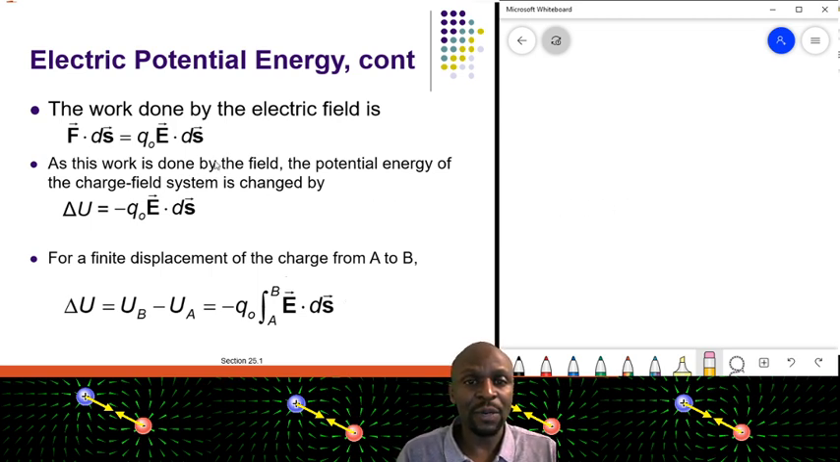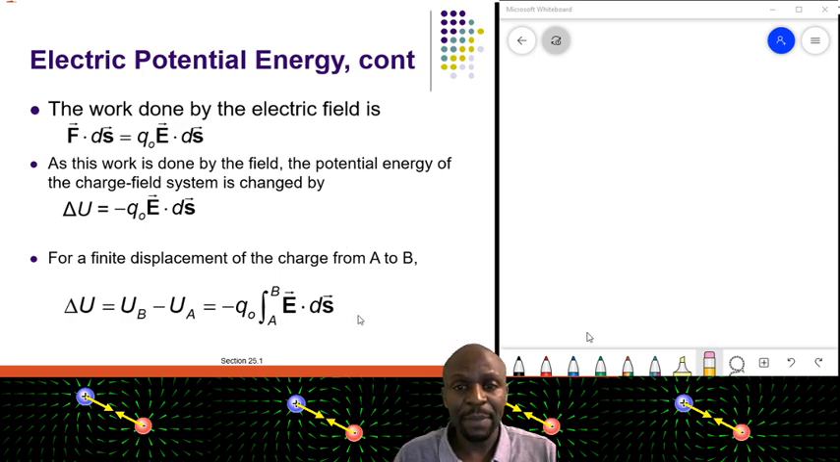We already know what the force is. If we plug in the value of the force, this is what we are going to have. As this work is done by the field, the potential energy U of the charge field system is changed by this. The change in potential energy is therefore given by this equation here. This negative here is for the fact that this work is done by the field, as I explained in my previous slide.